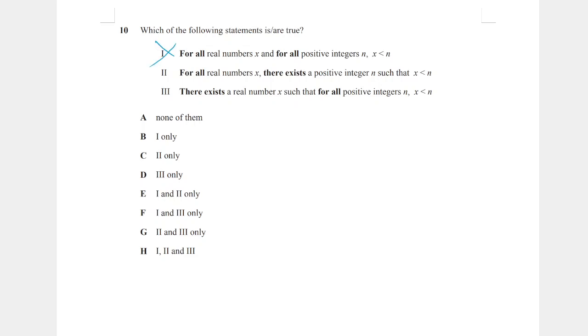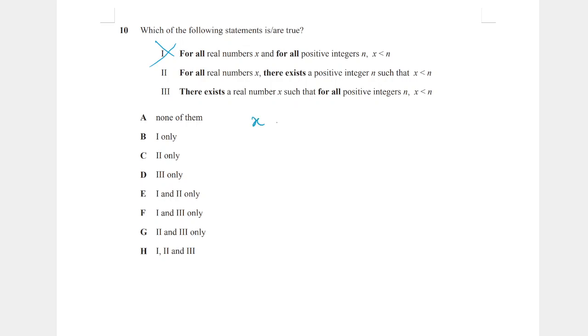How about option 2? For all real numbers x, there exists a positive integer n such that x is less than n. What do you think? I think that's quite true, right? You could just take the ceiling function of x. So, well, technically you can't exactly take a ceiling function because if x is negative, then you have to take n as 1. So I'm going to do this, all right?